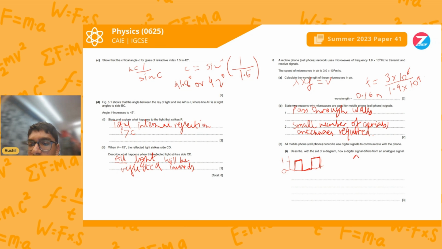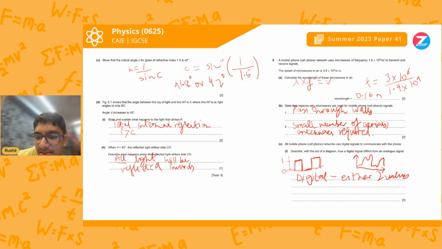Now, compared to that, an analog signal looks a bit like this. It's constantly varying. So that's what we can write. A digital signal is always one of either two values, whereas an analog signal constantly varies.